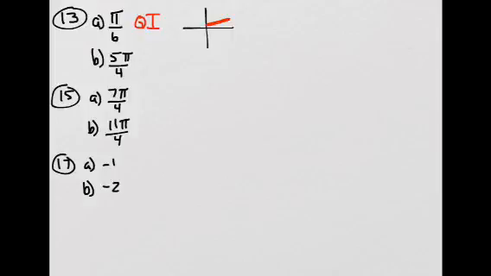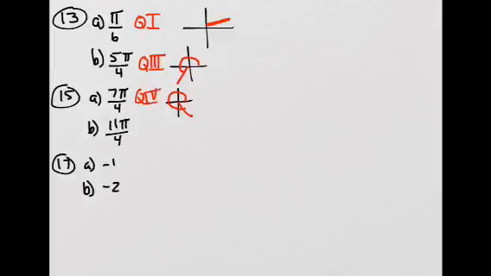5 pi over 4 is 1 1/4 pi, right? So this is 1 pi, and a fourth more would be here. So that would be quadrant 3. 7 pi over 4, that's 1 3/4 pi. So here's 1 pi, and 3/4 pi would be here, and that's quadrant 4.